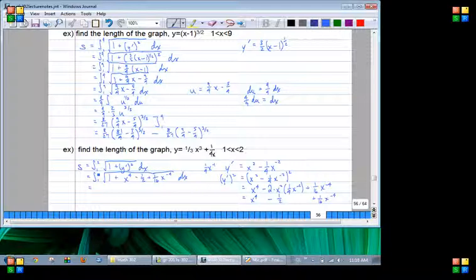Okay, so now what? We've got to integrate this thing. So, well, what's the first thing to do? The first thing is we can do a little simplification in there. So what happens when you simplify?